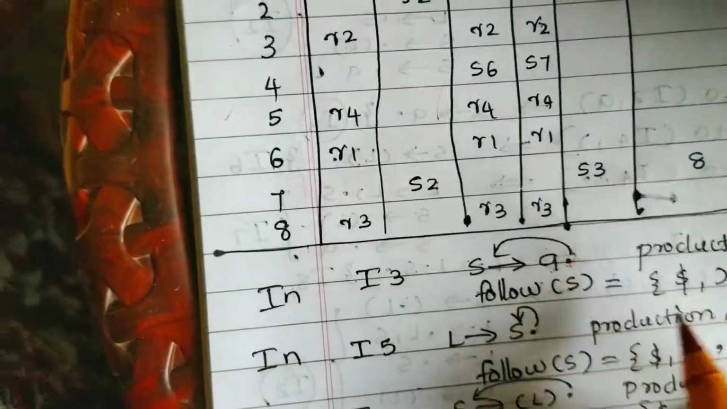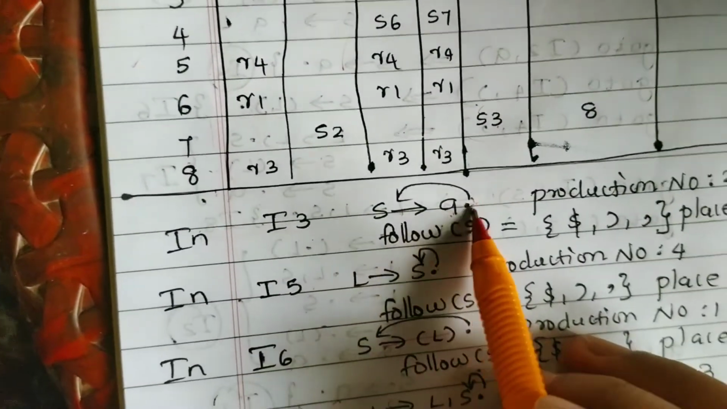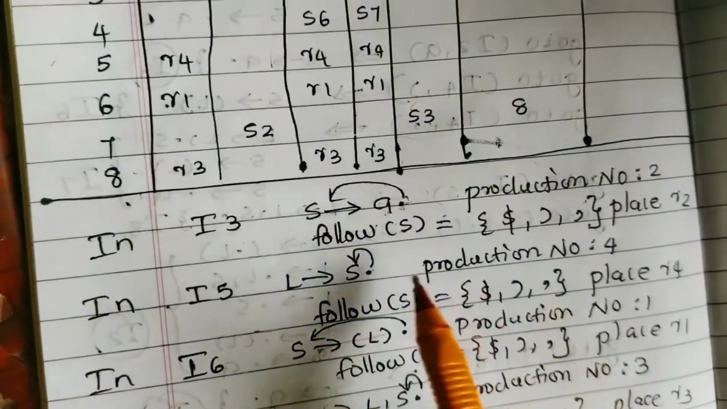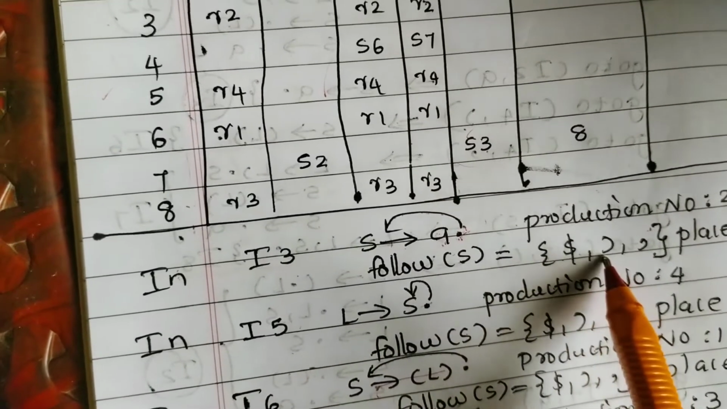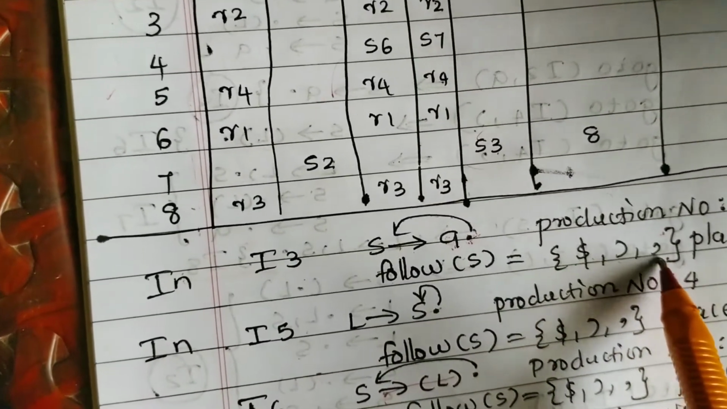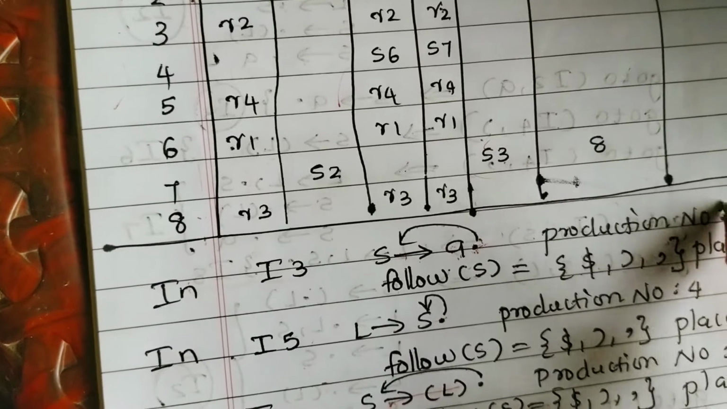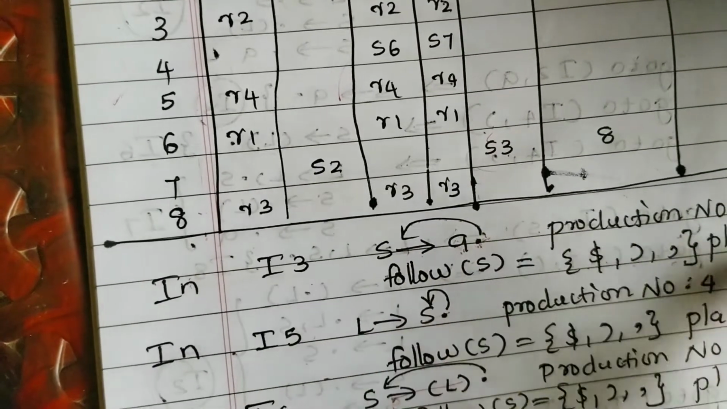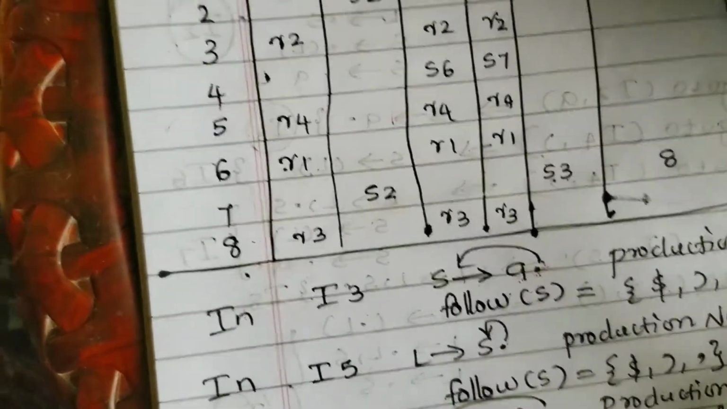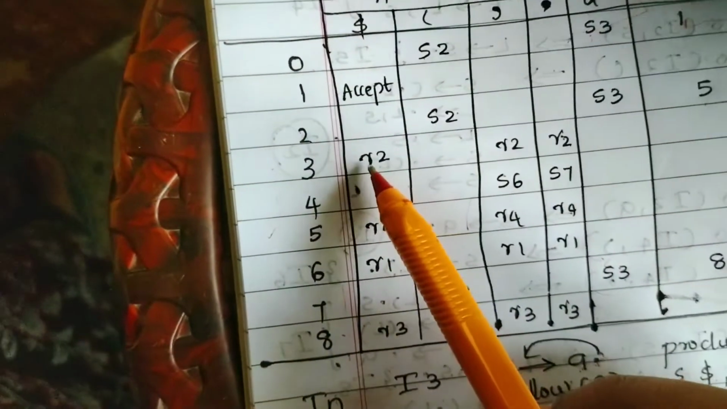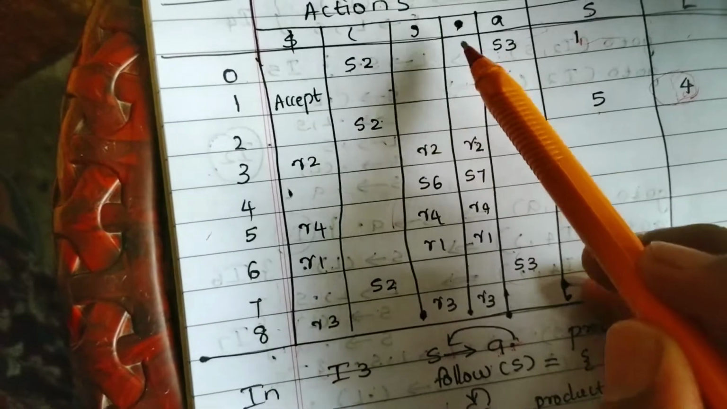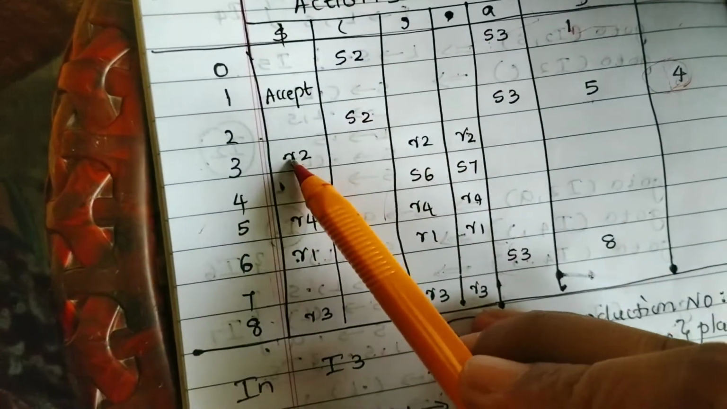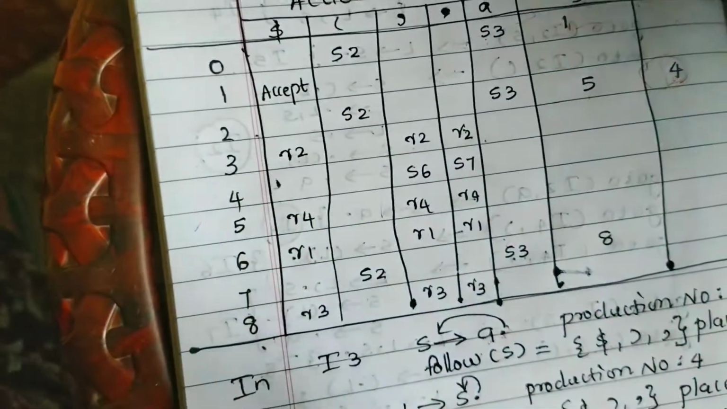Okay. So accordingly, S tends to A is production number 2. So we have to check the follow of S. Follow of S is dollar, closing bracket and comma. So here the production number is 2 and it is a reduction, so we have to write R2. See in I3, for dollar, comma and closing bracket, you are writing R2, R2, R2.